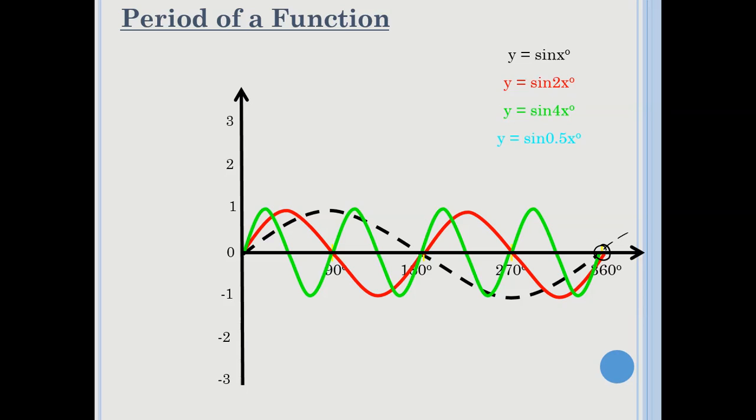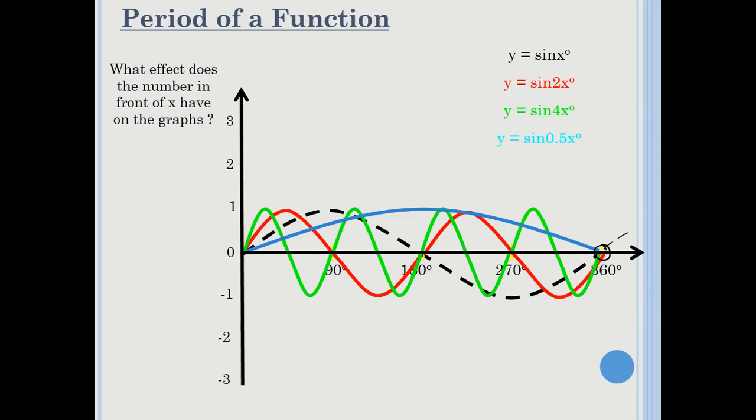What if we put a number that's less than 1 in front of the x? Well, what we find happens with that is it takes longer for the graph to repeat itself. So it's almost like stretching the graph out. So what effect does a number in front of x have on the graphs? Well, it affects how many times a graph will repeat itself in 360 degrees.